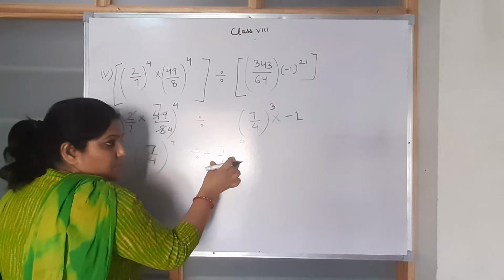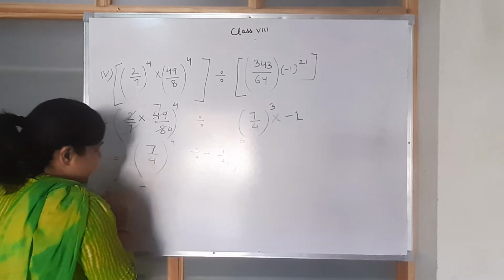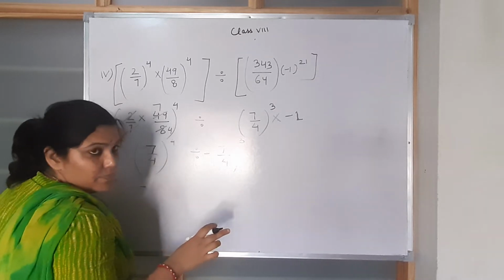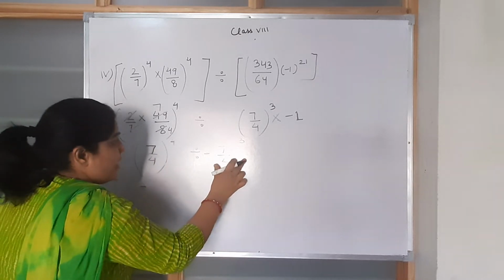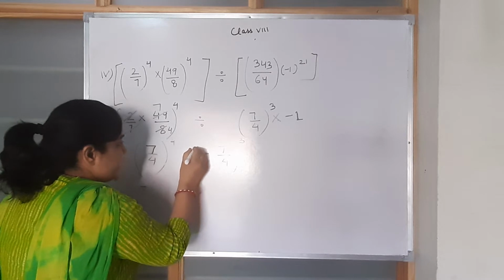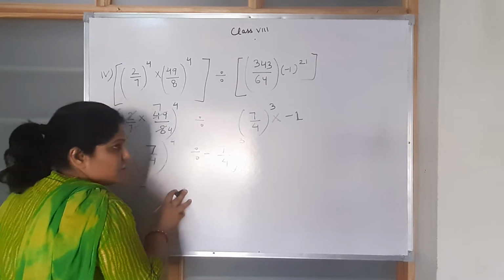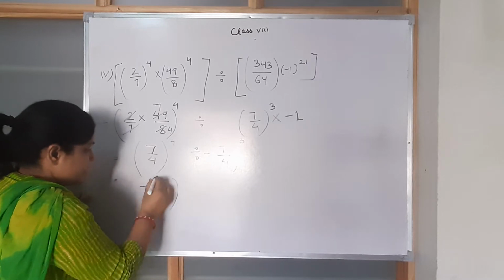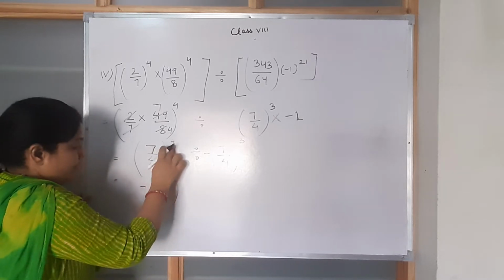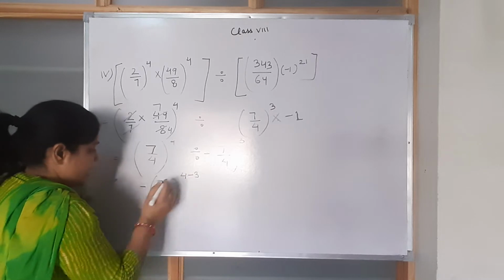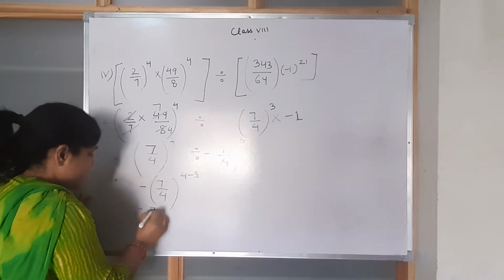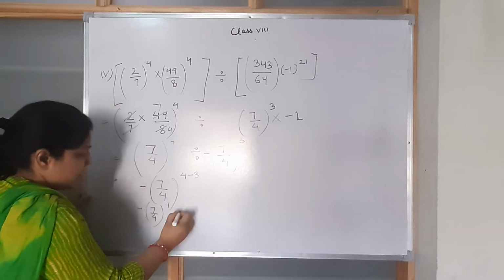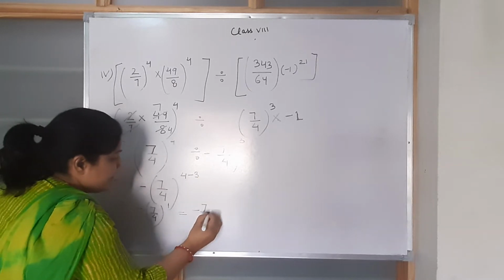Bases are same. We'll put the minus sign first. Bases are same, but powers are different, and division sign is there, so we will subtract the powers. Just look here. This is 7 upon 4, power 4 minus 3. So this is going to be minus 7 upon 4. 4 minus 3 will be 1. So this is minus 7 upon 4.